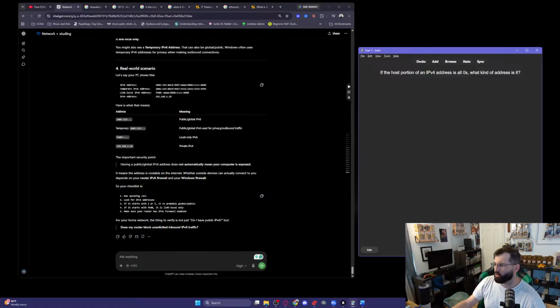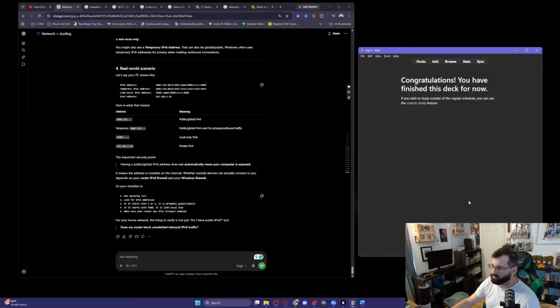If the host portion of the IPv4 address is all zeros, then it's broadcast. No, it's a network address. If the host portion is all ones, that is multicast. No, that's the broadcast. Dang it. I used to get broadcast and multicast mixed up.